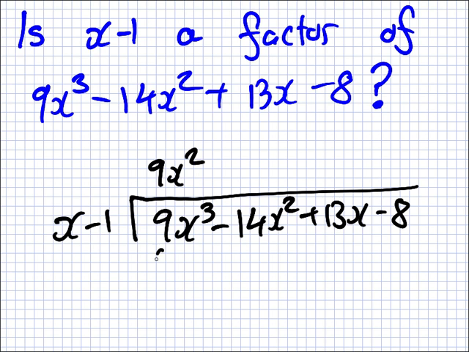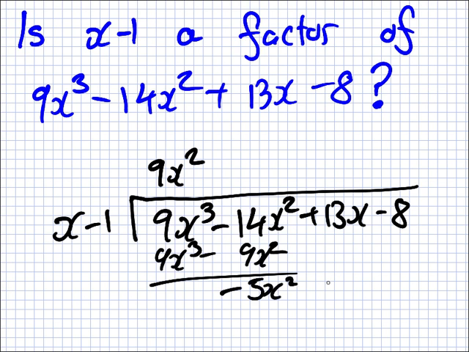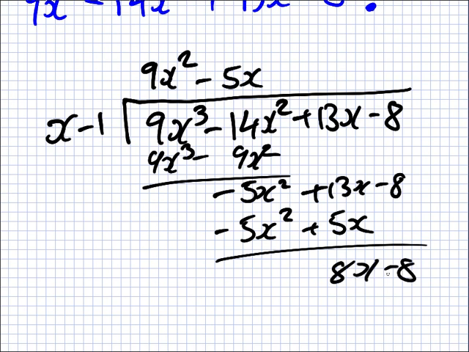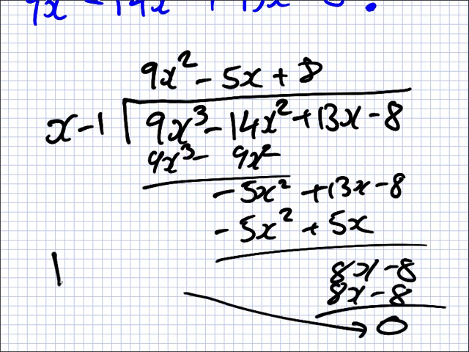9x squared, yeah? 9x cubed minus 9x squared minus 5x squared and carry down. Okay, so the next one you should have is minus 5x, is it? Minus 5x squared plus 5x, leaving me with 8x minus 8. Plus 8, yes, thank you. 8x minus 8, 0. So that means it is a factor. Yeah?